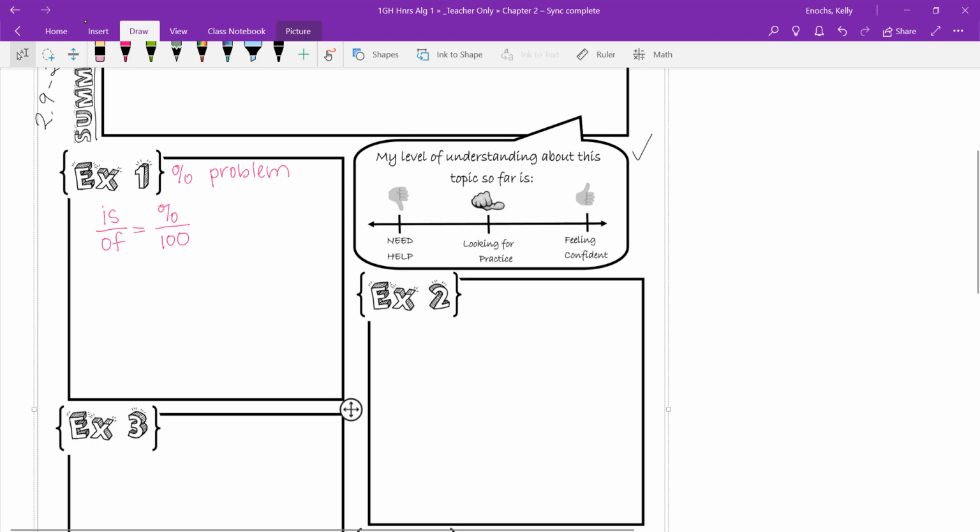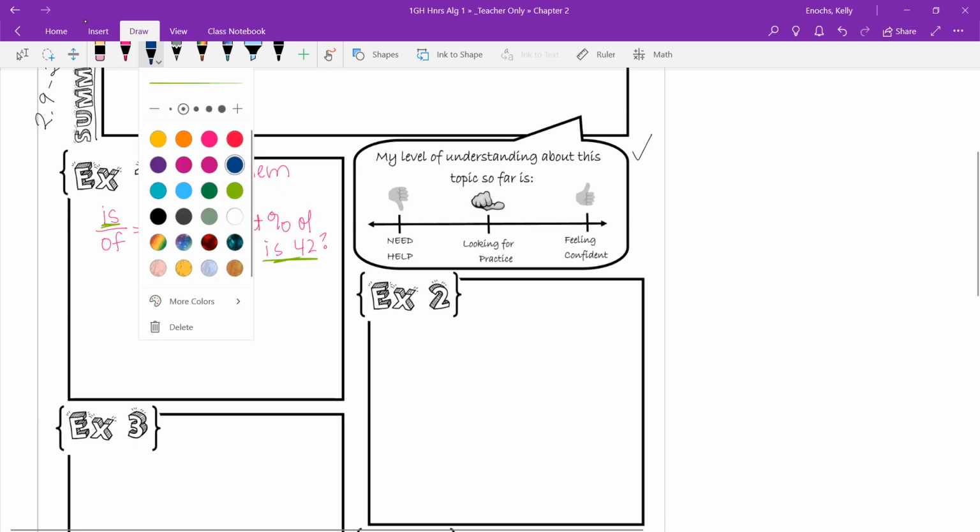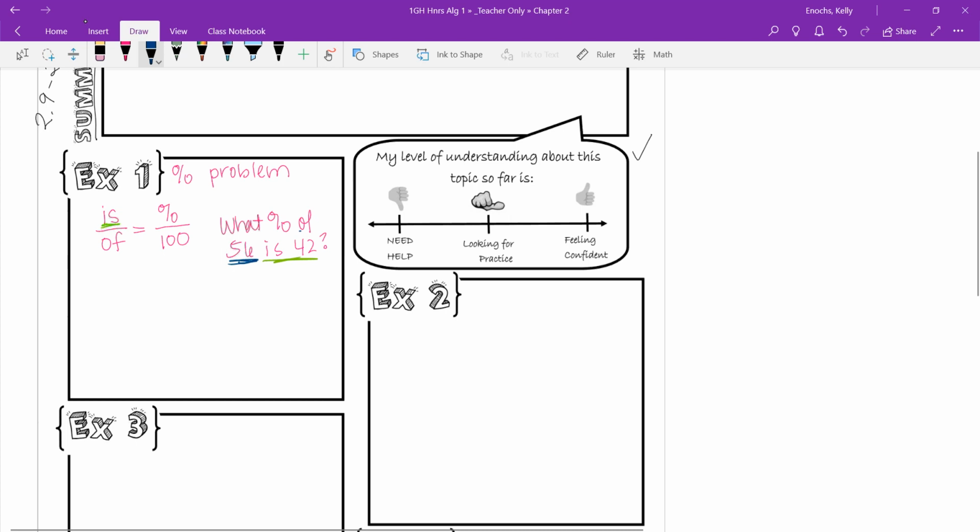So for example, if we said what percent of 56 is 42, then you have your is amount, which is 42, that goes up here. Your of amount, which is 56, that goes down here. Percentage is what we're trying to find, so we're going to leave that as our variable, and then we're going to put our 100. So 42 over 56 equals percent over 100.